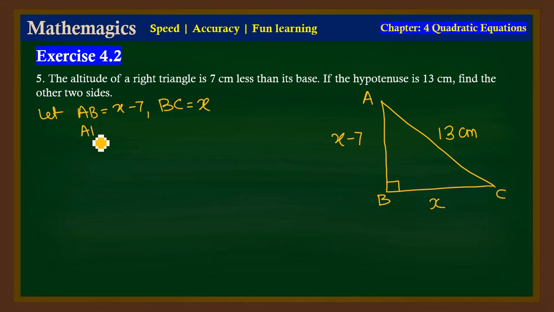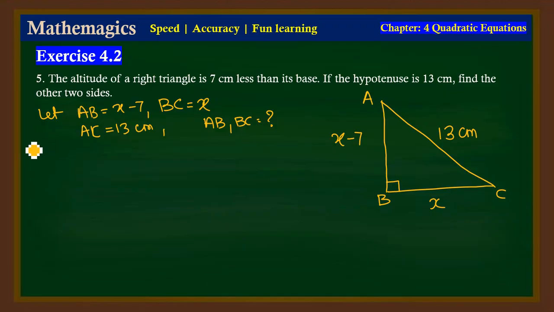And the question is, given that AC is equal to 13 centimeter. So the question is asking AB and BC is what exactly numerically. So now we are going to apply the formula.